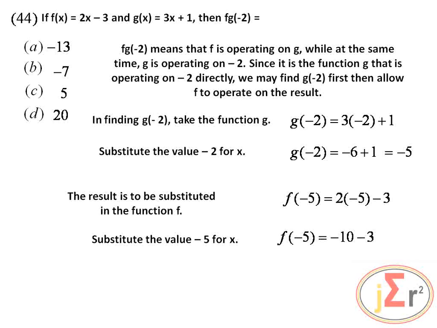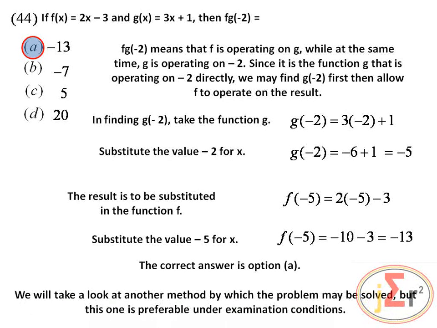Whenever we are adding numbers that have the same signs, we add the values and the answer will take the same sign as the numbers that we have added. Negative 10 minus 3 is negative 13. The correct answer is option A. Good.